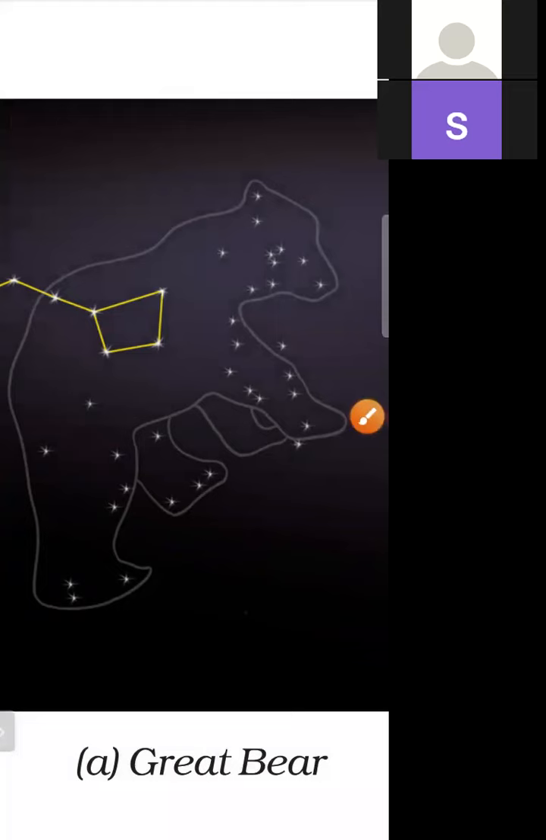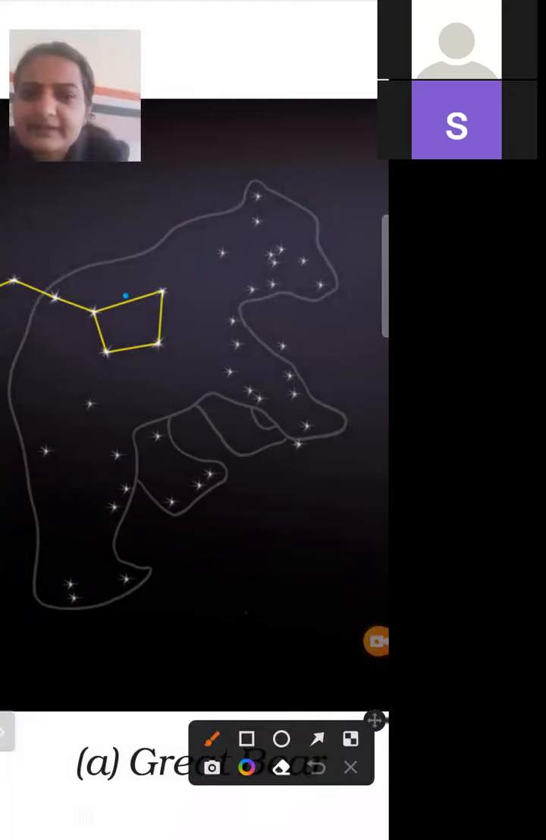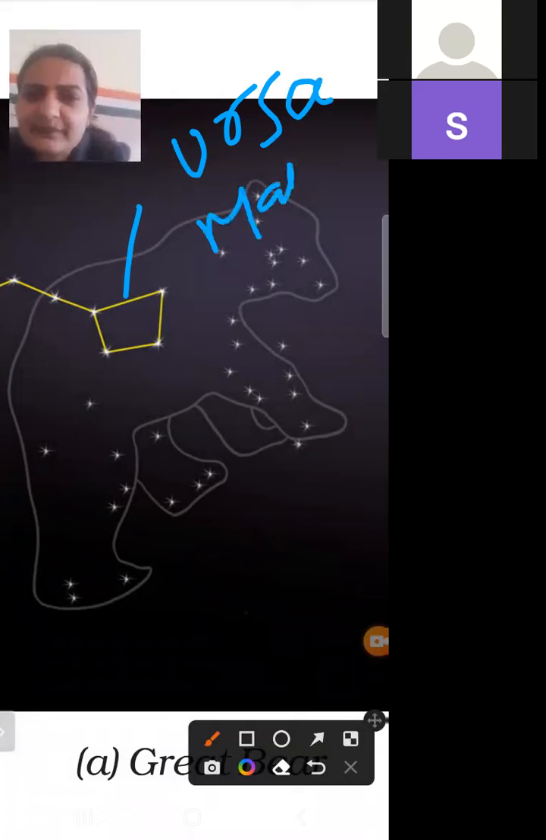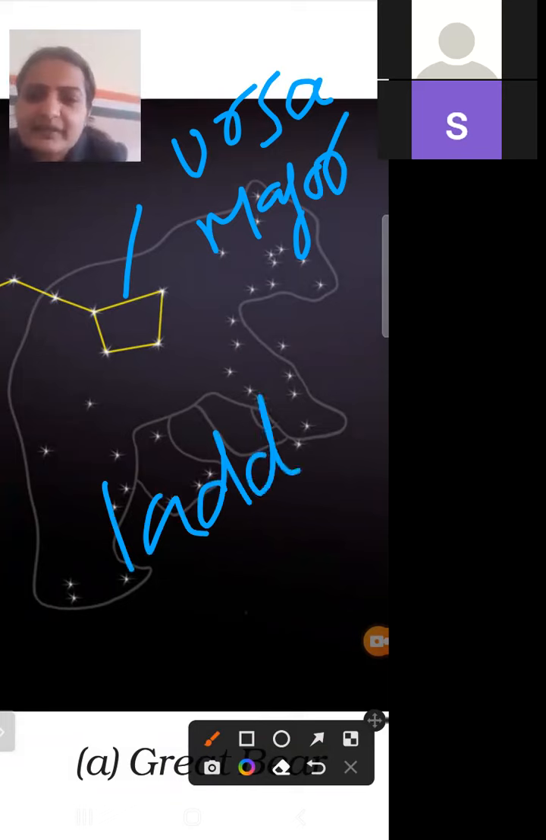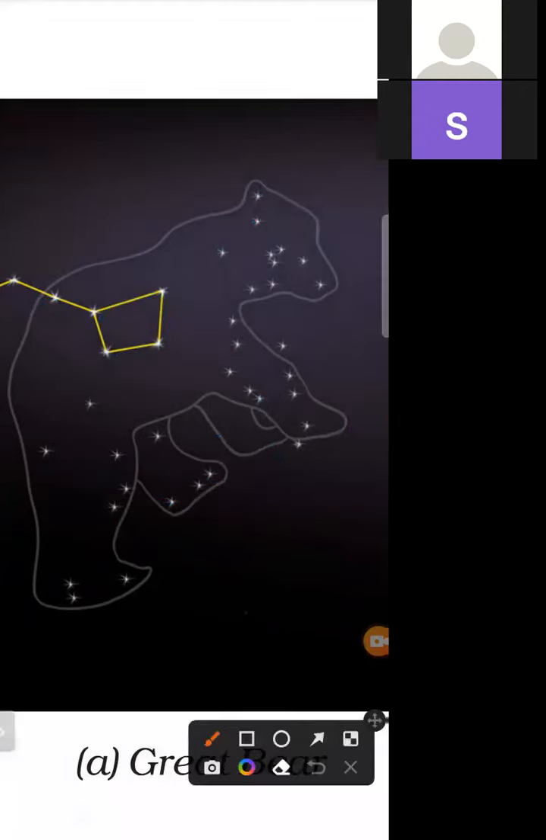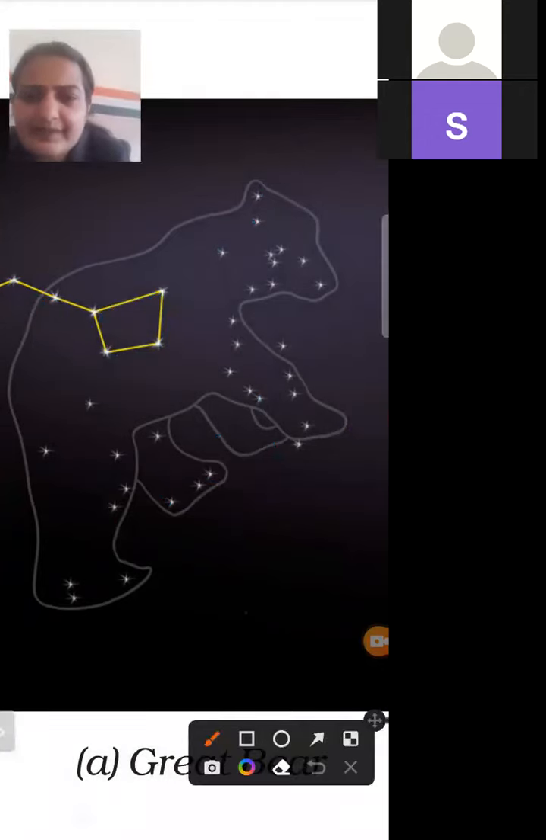So this is Ursa Major. It is like a ladle. And why is it called a ladle? Because it is like a spoon. This is the circular part, and this is the handle. So this is our Ursa Major.